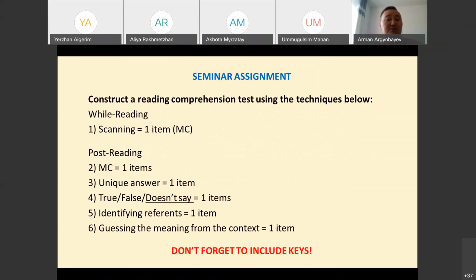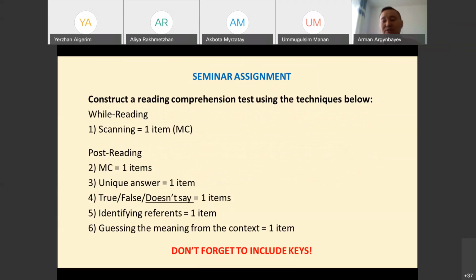All right, and this is our seminar assignment this week. You don't have a home assignment this week. We'll do it during our seminars, so please make sure that you attend them. If you don't attend the seminar, you will lose those points. You'll get 0 for the assessment for this particular task.